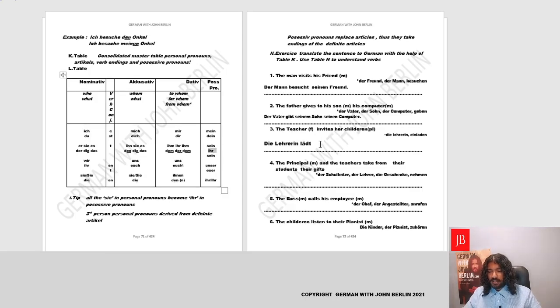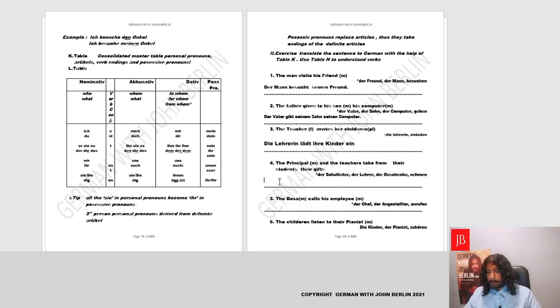So we'll put here ihr and give it the ending of die, which is e. So ihre Kinder. And we'll finish the sentence by completing the second part of the verb, which was ein. So I'll write ein. Die Lehrerin lädt ihre Kinder ein. Teacher invites her children. Perfect.